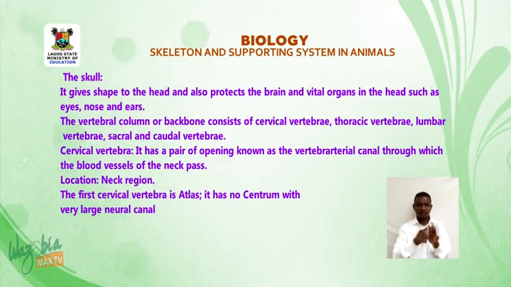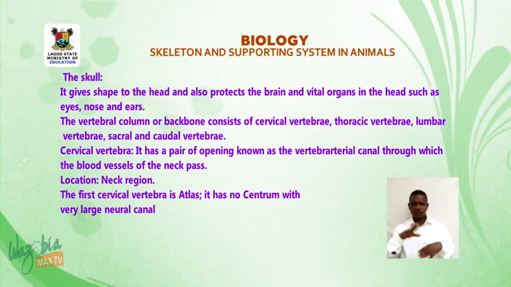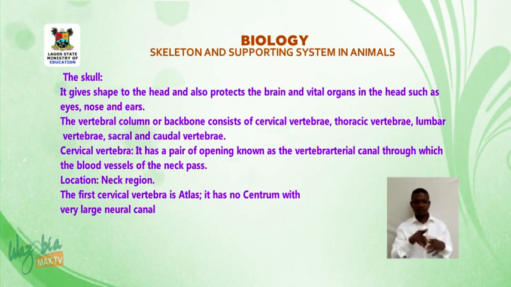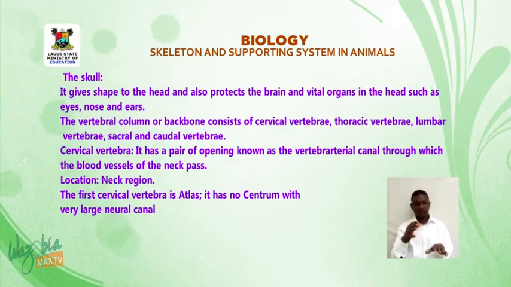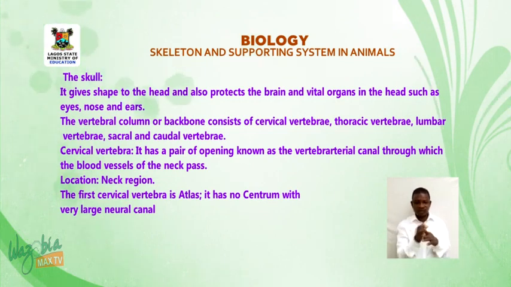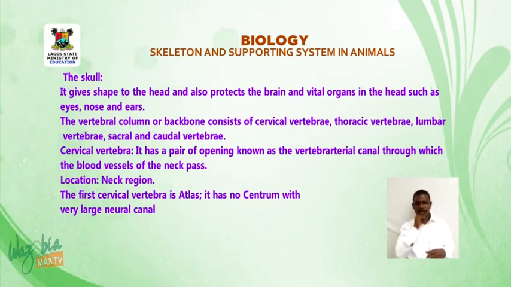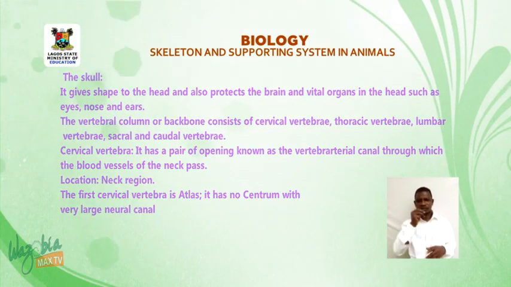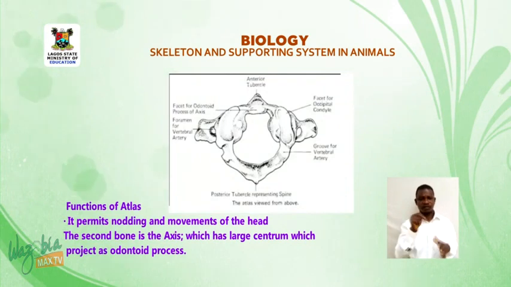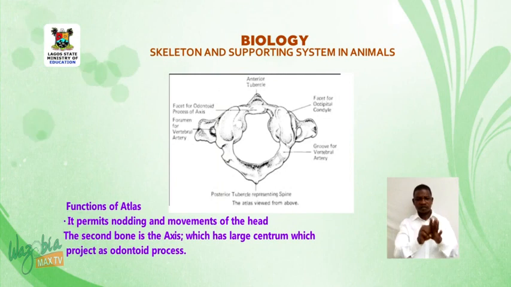Cervical vertebra. It has a pair of openings known as vertebraterial canal, through which the blood vessels of the neck pass. Location: at the neck region. The first cervical vertebra is called atlas. It has no centrum with very large neural canal. Functions of atlas: it permits nodding movement of the head.